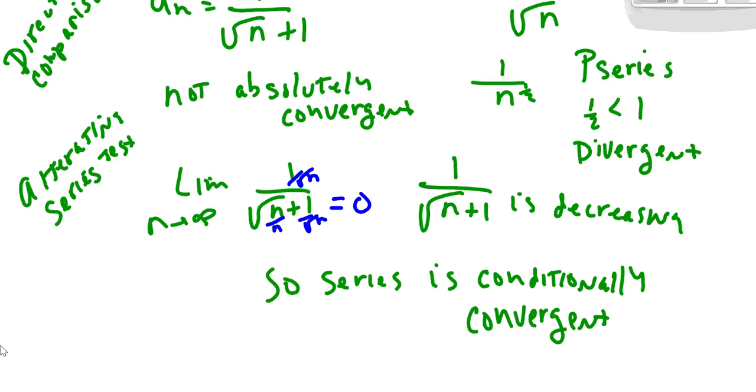So that's good. Now we need to make sure our function is decreasing. So 1 over the square root of n plus 1. Your n is on the bottom, so as that approaches infinity, of course, that's going to be getting smaller and smaller. So it is a decreasing series. So this series is conditionally convergent, but not absolutely convergent.